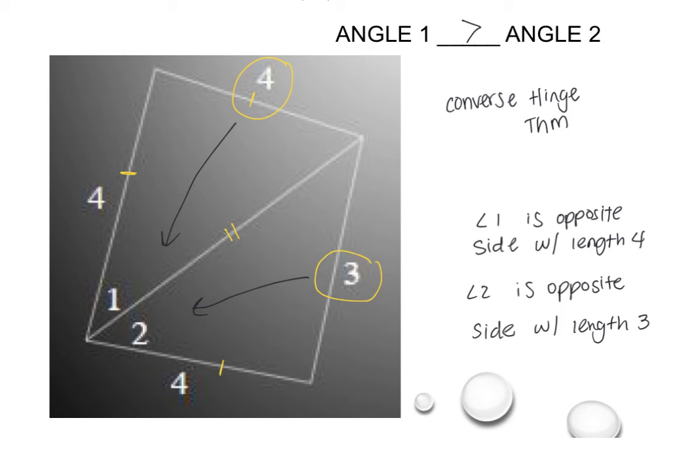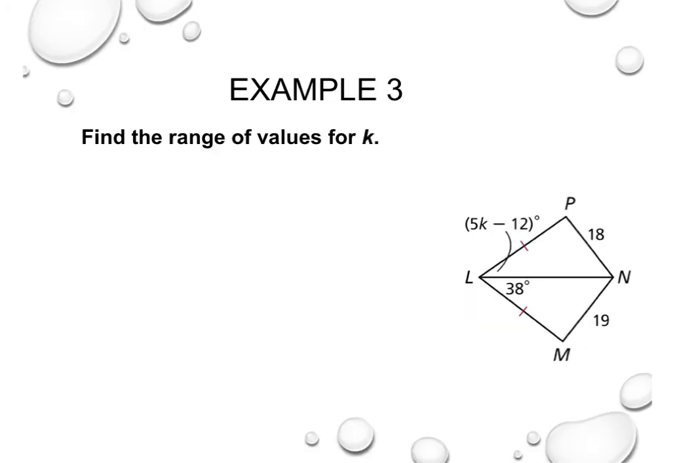Okay. Guys, example 3. Okay. Find the range of values for k. Okay? 5k minus 12 is that angle inside. Then we've got another angle of 38. We've got PL is congruent to LM. And then we've got two sides that were given on the opposite side of those angles.